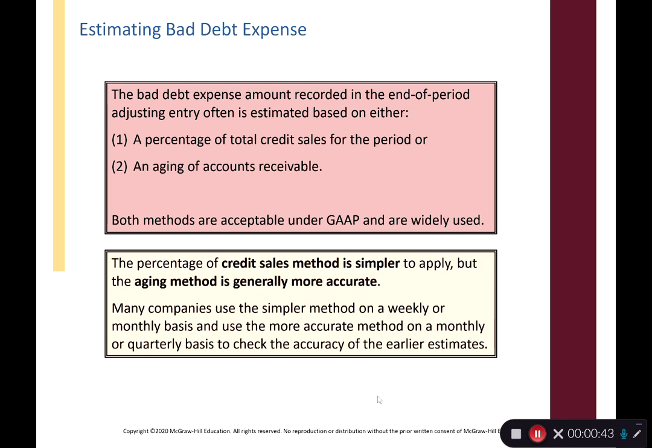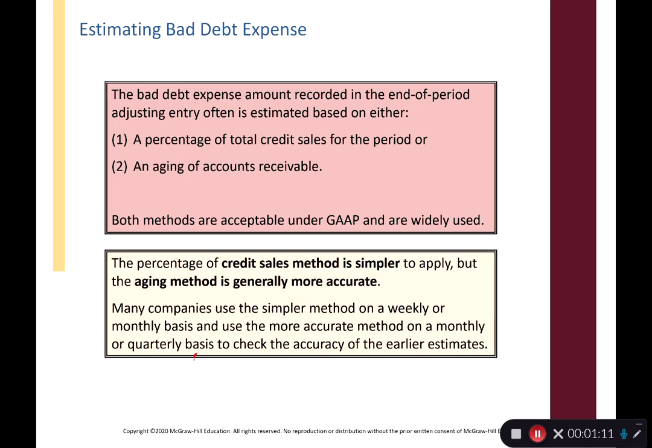The percentage of credit sales method is simpler to apply, but the aging method is more accurate. Most companies will use the simpler method on a weekly or monthly basis, and the more accurate method on a monthly or quarterly basis to check the accuracy of their earlier estimates. So a lot of times companies would use both methods. They're really easy to use, and I'm going to set you up with the steps right here on this slide.